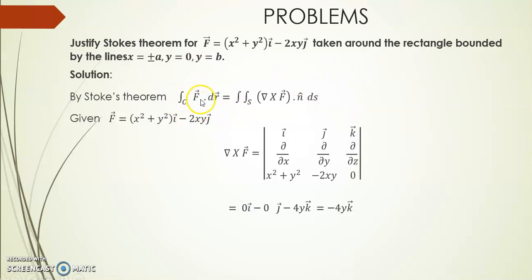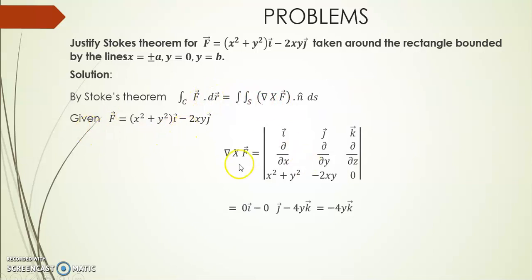Integral over C of F vector dot dr vector is equal to double integral over S of del cross F vector dot n cap ds. First you can start with the right hand side and complete the left hand side, or vice versa. I have taken the right hand side first, evaluated, and then moved on to the line integral. For a rectangle, how many lines will be there? 4 lines. And how many surfaces? Only one surface. So we'll be doing one surface and 4 lines.